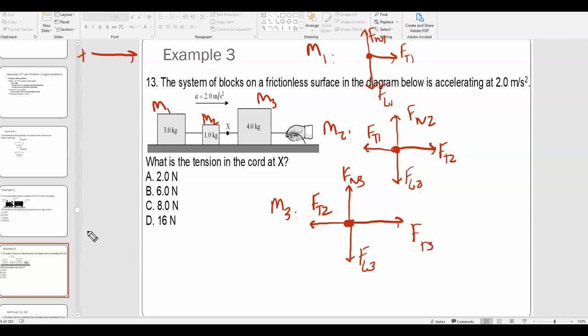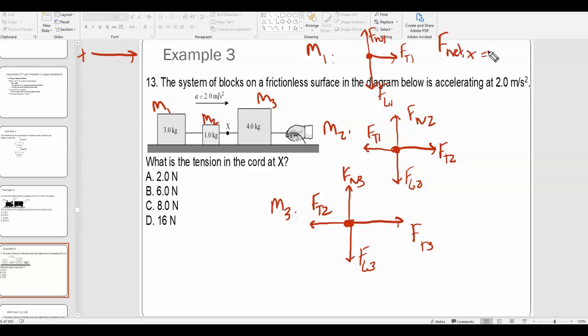Now I am going to write out my second law equations for each of the three masses. Actually, I will do it over here. Actually, pause it here. See if you can answer this question on your own. So here is hopefully what you did.